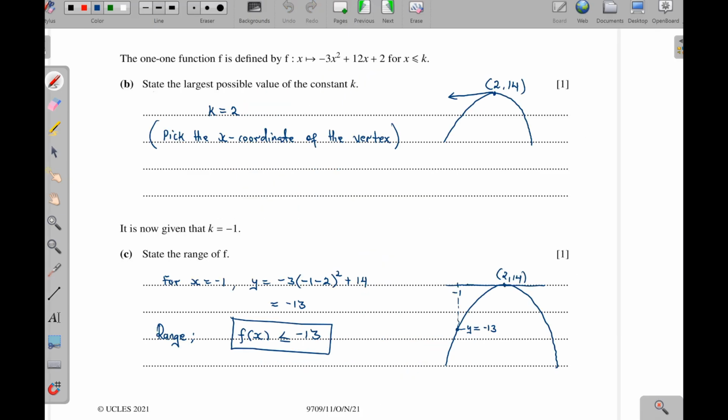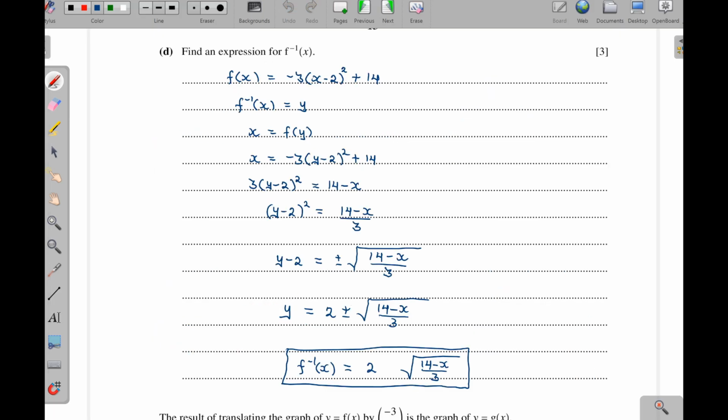So in the domain, we are looking at x less than k. We are looking at the left side of the turning point. If you are looking at the left side of the turning point, that means you're going to take the minus. If you're looking at the right side of the turning point, then you take the positive, okay? So for this case, we shall take the what? The minus, as simple as that.